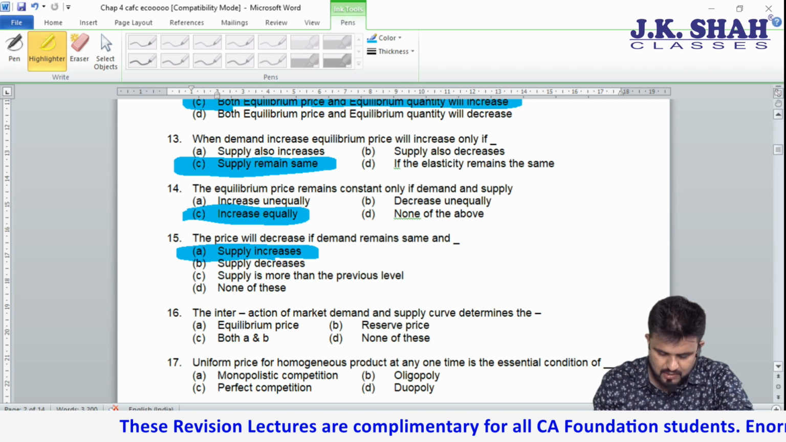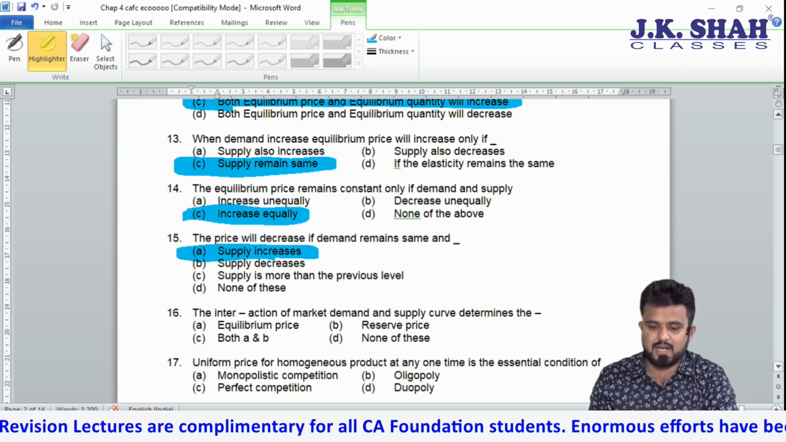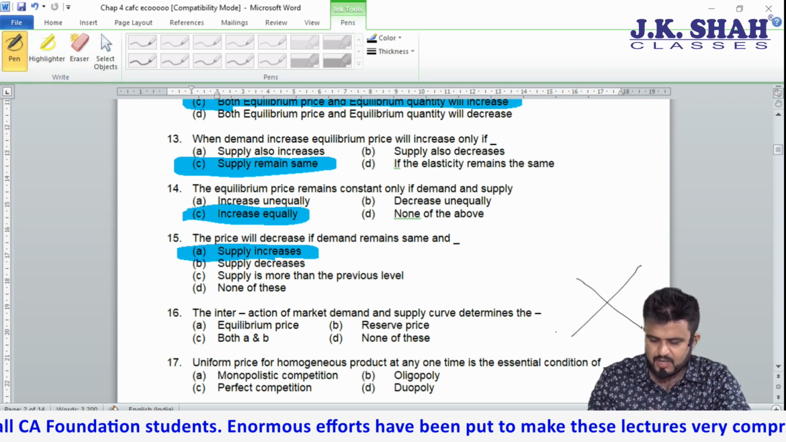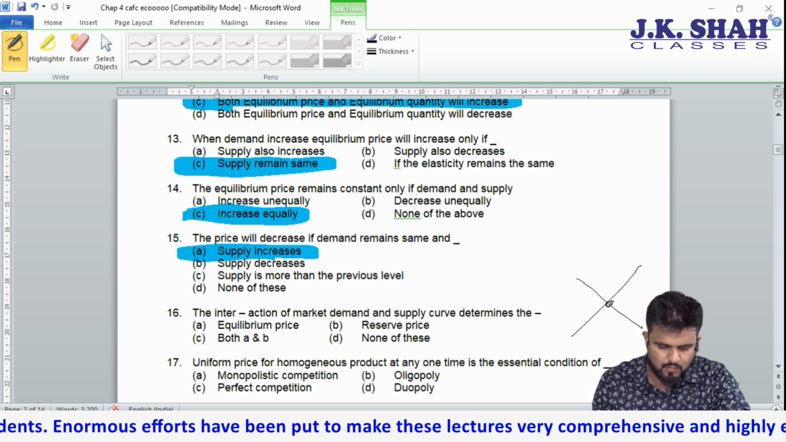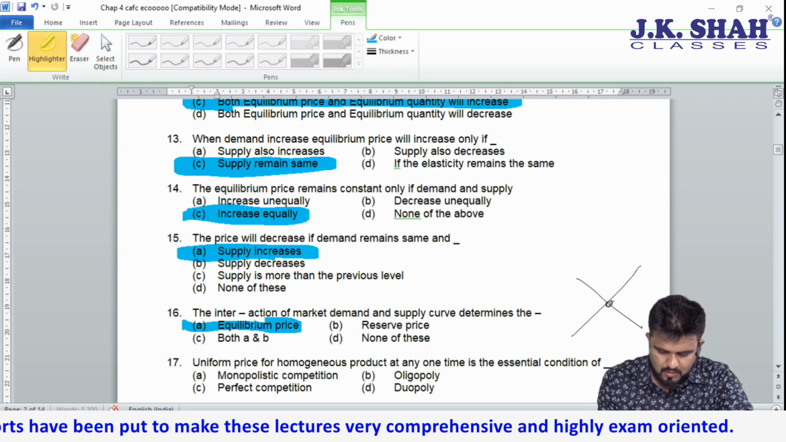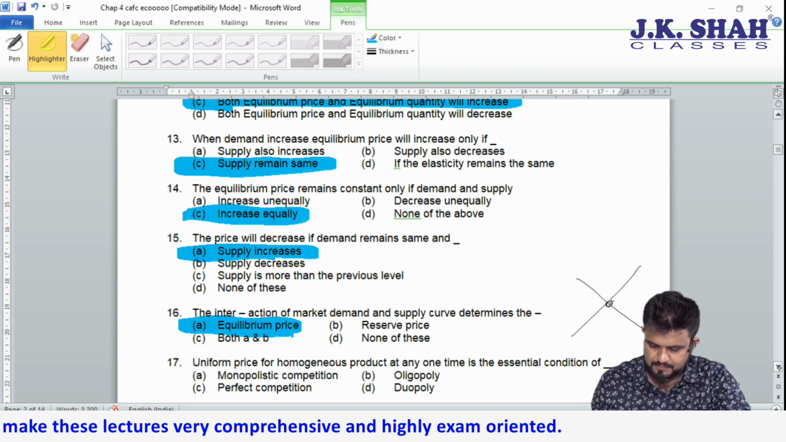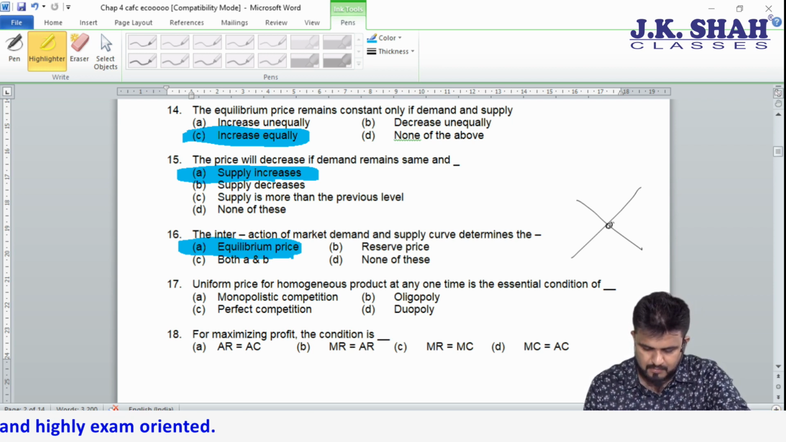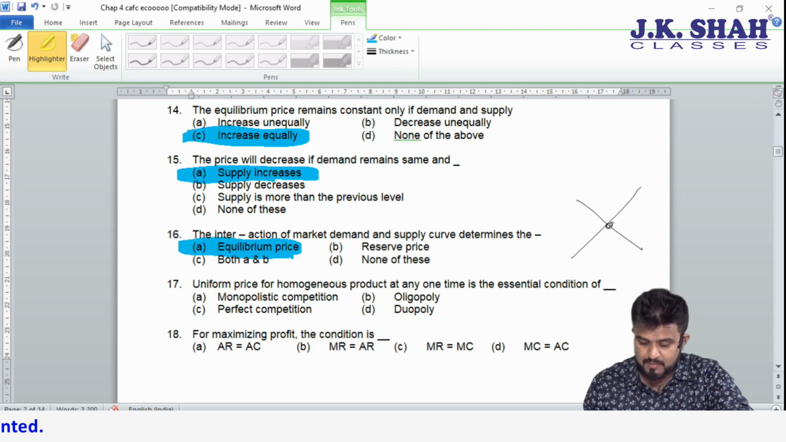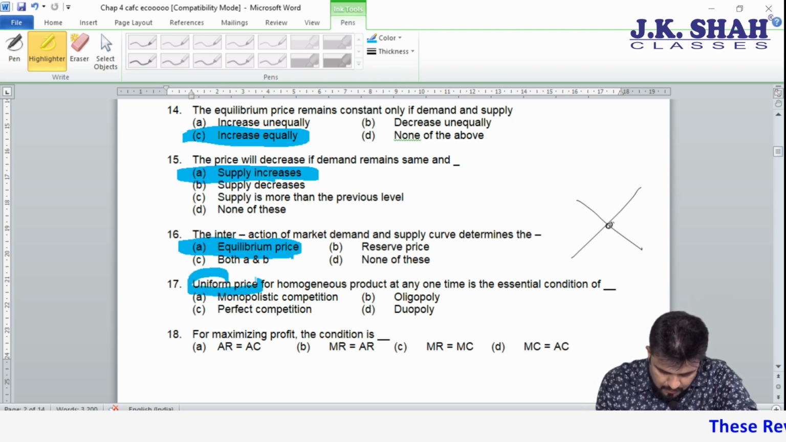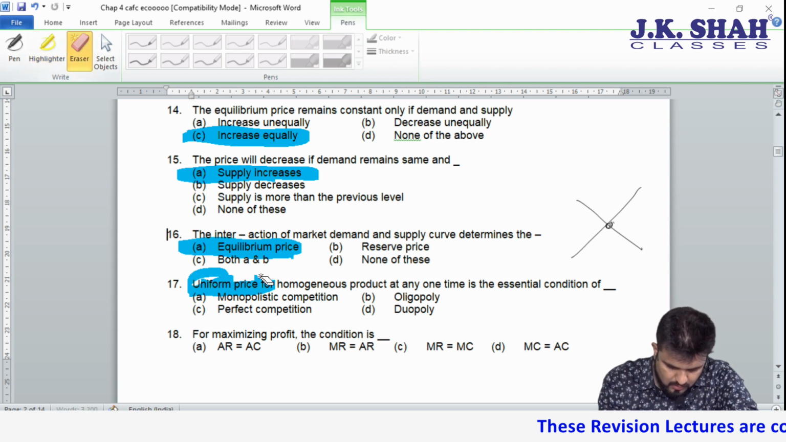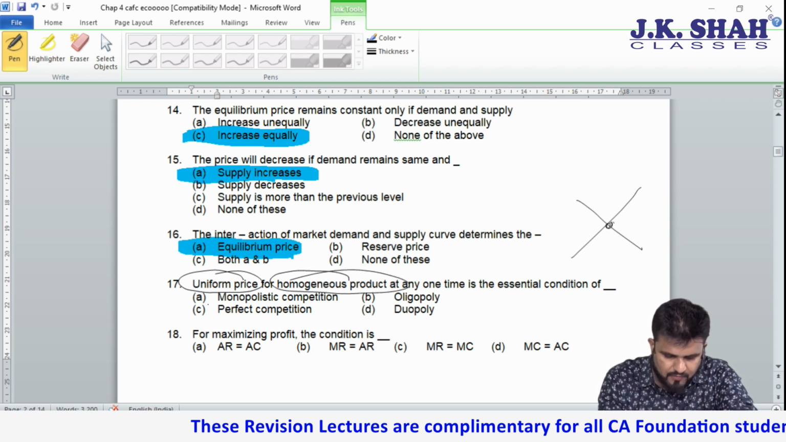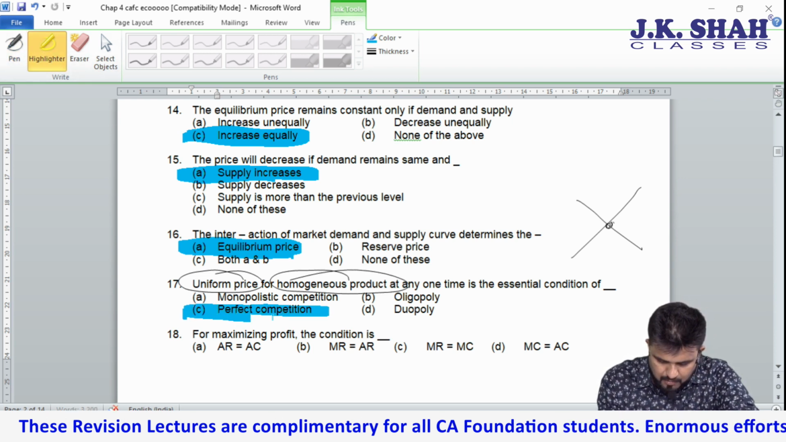Moving to 16. Interaction of market demand and supply curve determines. Students, they are talking about interaction of demand and supply. This is called equilibrium price. Correct answer is A. 17 now. Uniform price for homogeneous product at any one time is an essential condition of. See, single price, homogeneous product. These are the features of which market? Perfect competition.